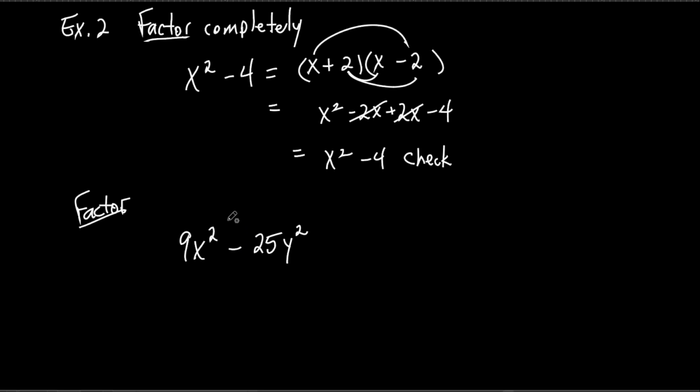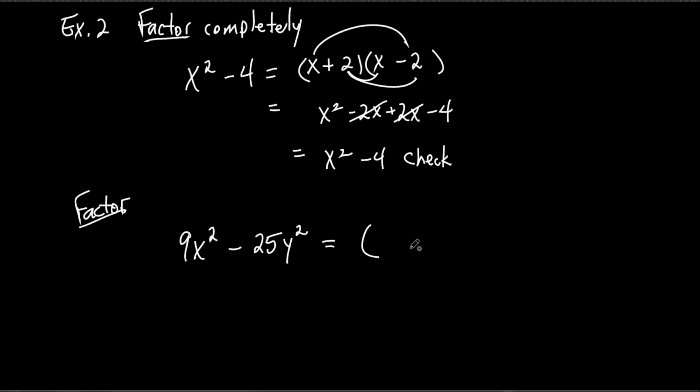Is something being squared to give you this? Yeah, what's being squared to give you 9? 3. 3 is being squared, okay? What's being squared to give you x squared? An x. What's being squared to give you 25? A 5. What's being squared to give you y squared? A y. So, is it a difference of two squares?